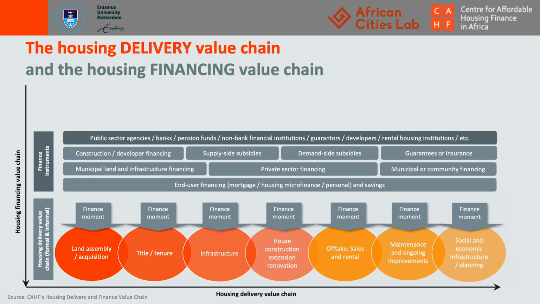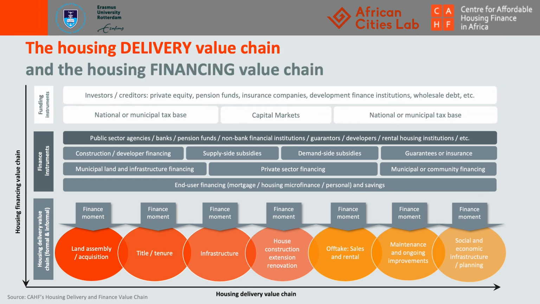But in order for these institutions to be able to offer the financial products that provide the capital for the finance moments, they need money themselves, or, at the top of the diagram, funding instruments. On the private sector side, this includes the capital markets or the National Stock Exchange, institutional investors, the insurance industry, including pension funds and insurance companies, private equity investors, as well as household savings and deposits. On the public sector side, the primary funding instrument is the national tax base, and at the local level, the municipal tax base.